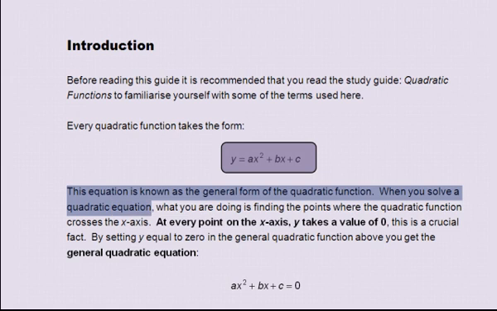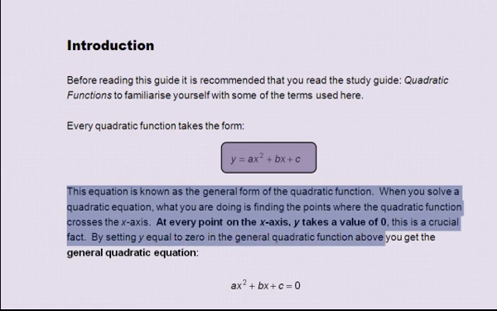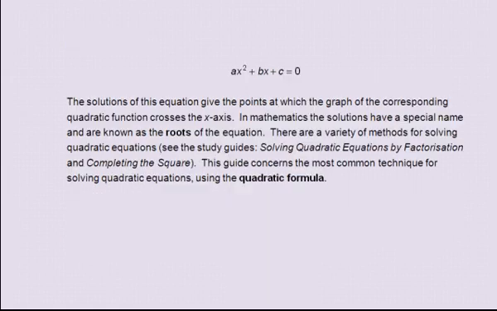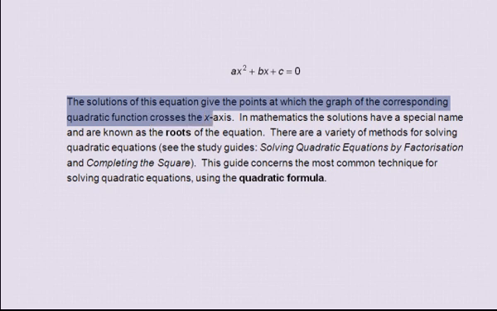When you solve a quadratic equation, what you are doing is finding the points where the quadratic function crosses the x-axis. At every point on the x-axis, y takes a value of 0. This is a crucial fact. By setting y equal to 0 in the general quadratic function above, you get the general quadratic equation: ax squared plus bx plus c equals 0. The solutions of this equation give the points at which the graph of the corresponding quadratic function crosses the x-axis.